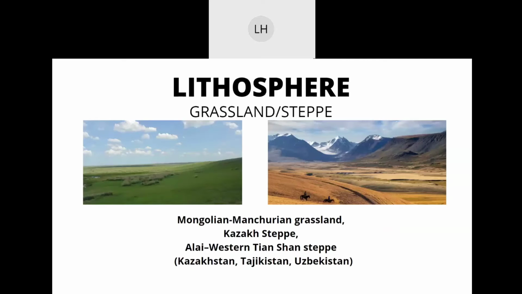These are the grassland or steppe. It could be found in the Mongolian-Manchurian grassland, Kazakh steppe, and Alai-Western Tian Shan steppe, which is in Kazakhstan, Tajikistan, and Uzbekistan.